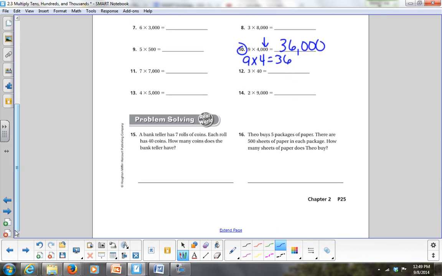All right, problem solving. I'm going to go ahead and let you figure that on your own. A bank teller has 7 rolls of coins. Each roll has 40 coins. Okay, you can draw pictures. How many coins does the bank teller have? So if you wanted to try to do it that way, so I have 1 roll of coin, 2 rolls of coin, 3 rolls of coin, 4 rolls of coin, 5, 6, 7. How many is in each of my rolls? 40. Okay, you can figure out the rest from there.